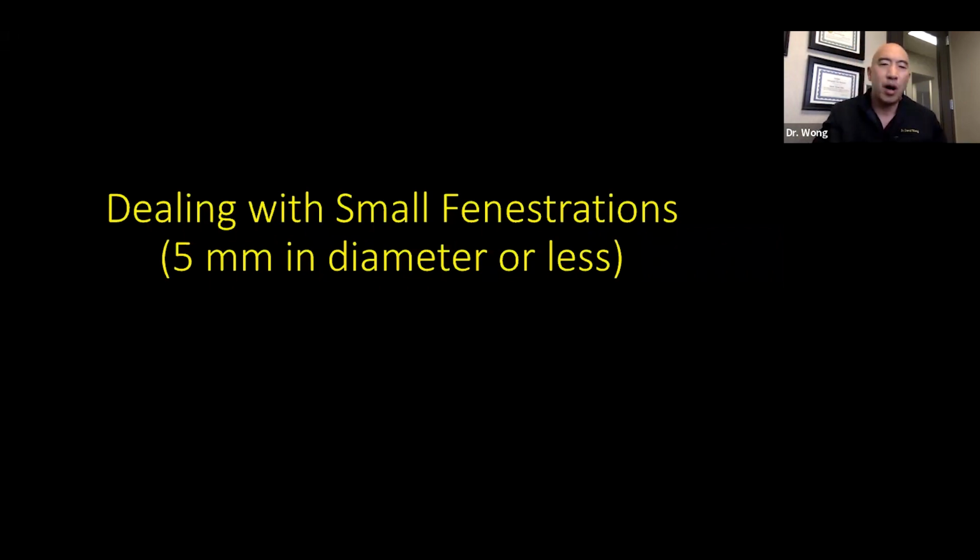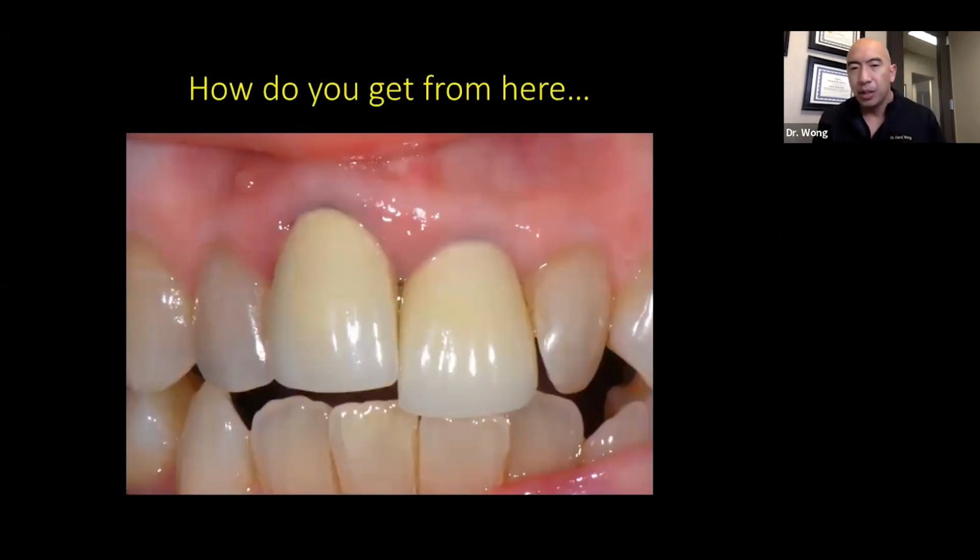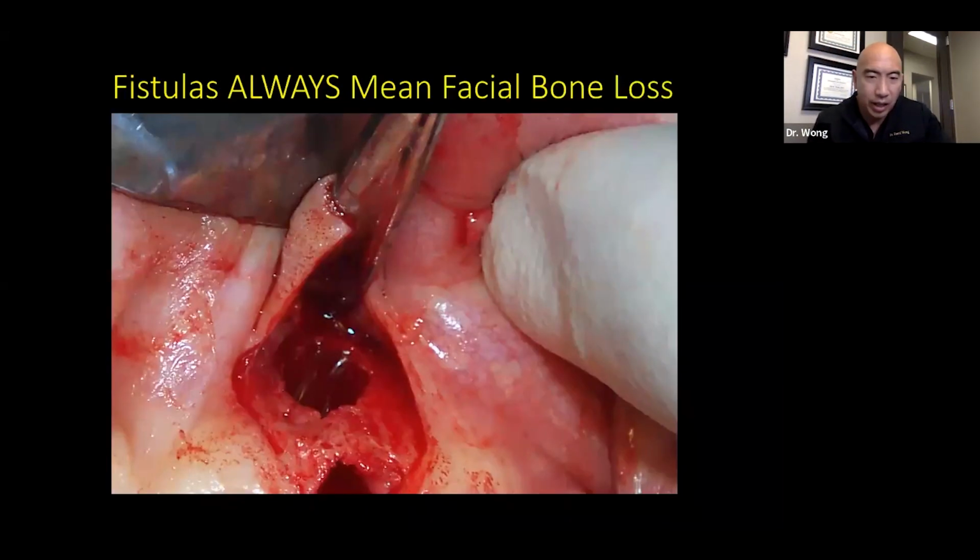So, dealing with small fenestrations, 5 millimeters or less. In a situation like this, I told you guys earlier, this would be one of the indications when you have a fistulous tract where just doing a simple placement of the bone graft into the socket with no membrane does not work, because you have a fenestration here. If you were to reflect a flap, you would see a fenestration like this right on the labial plate.